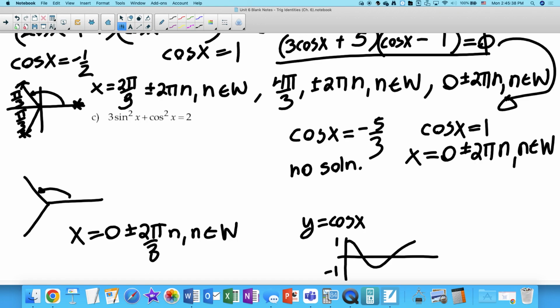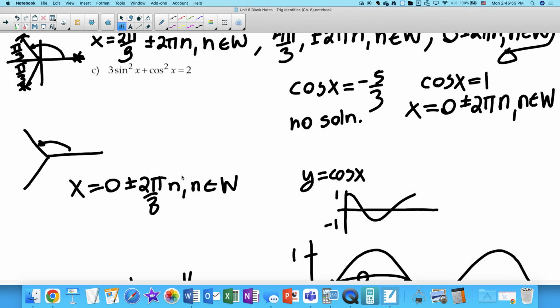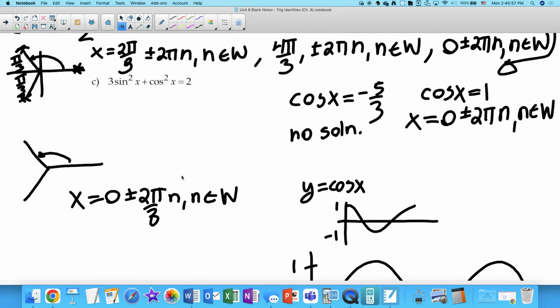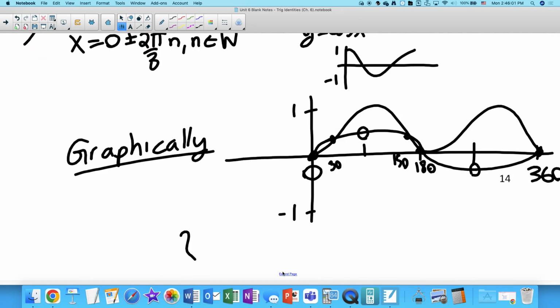Okay. Last question. You guys ready? This guy over here. Okay, so I am going to rewrite this one down below because I am writing very big today, obviously. So this one, was it 3 sine squared x?